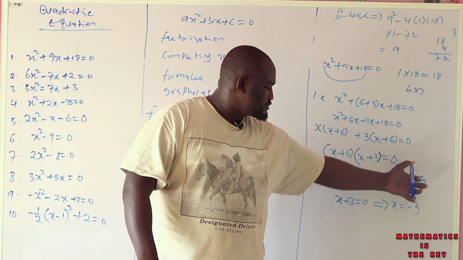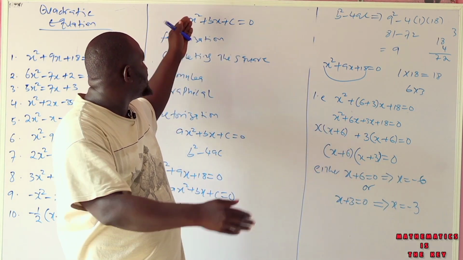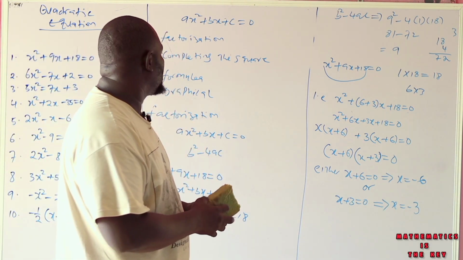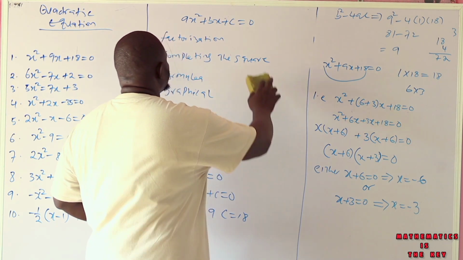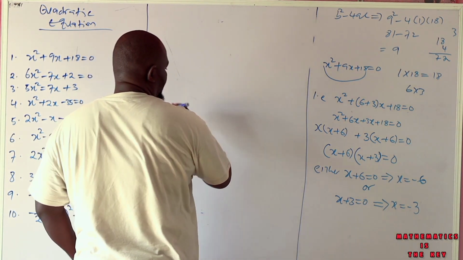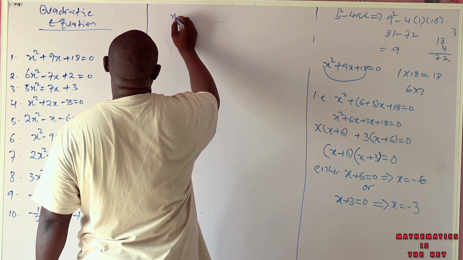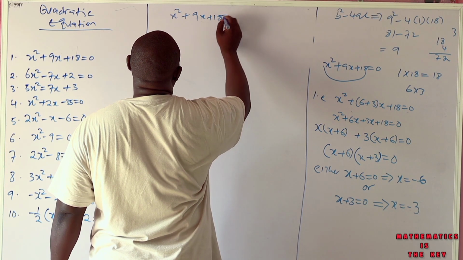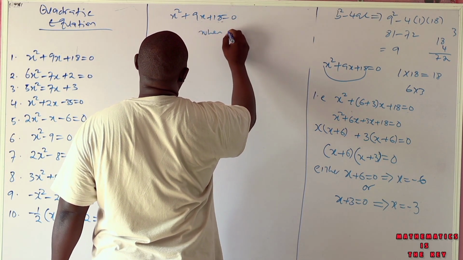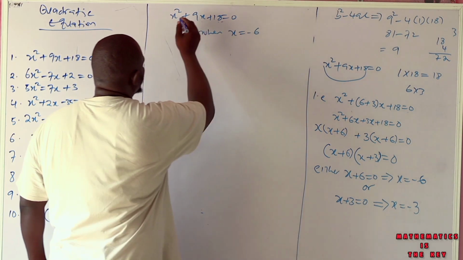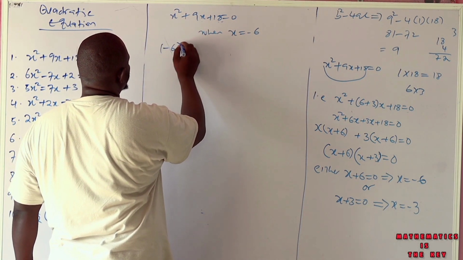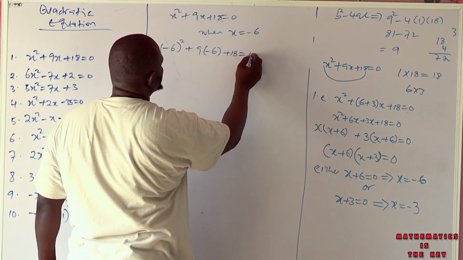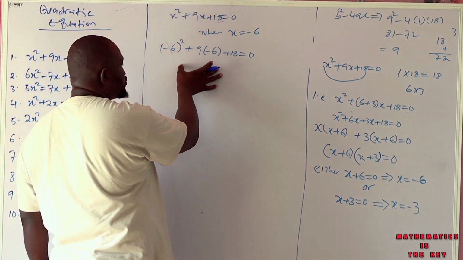We can put back those solutions into the equation and see if the two sides balance. If they balance, the solution is right. If they don't, then something is wrong. So substituting them, we have the equation as x squared plus 9x plus 18 is equal to 0. When we choose x as minus 6, then here we'll have minus 6 squared, then 9 into bracket minus 6, then plus 18 is equal to 0. So we'll see if this side is equal to 0 as well.